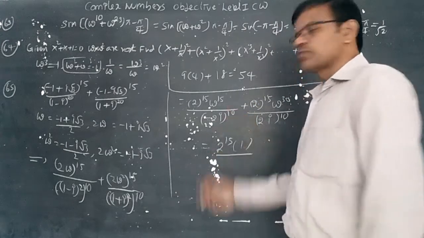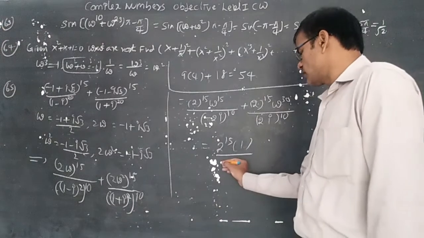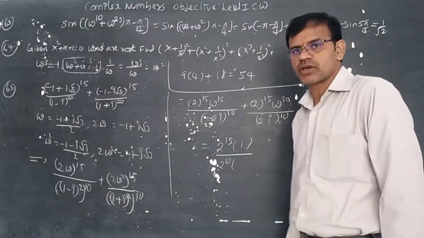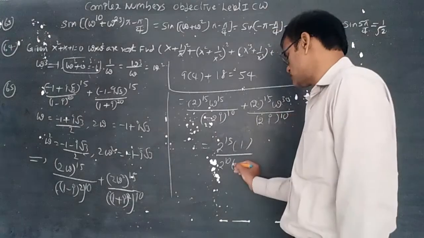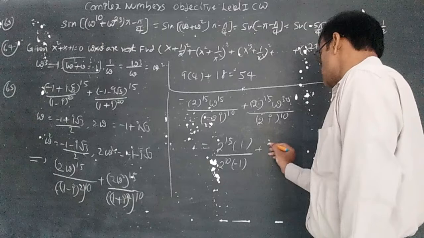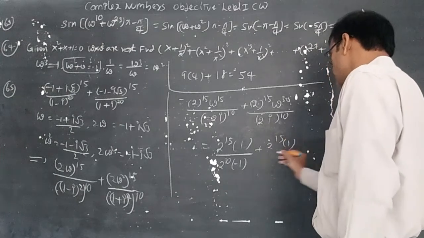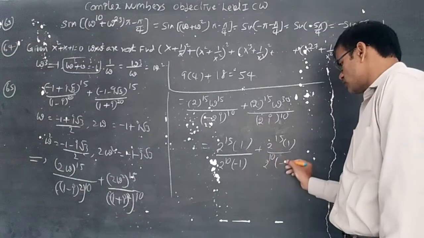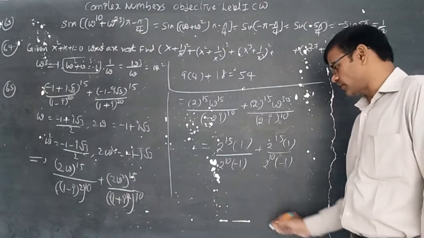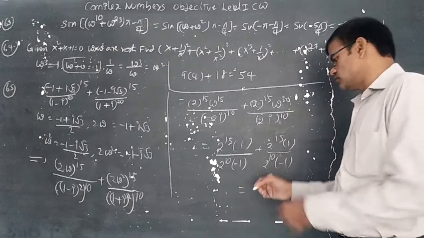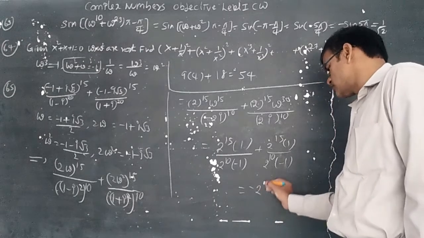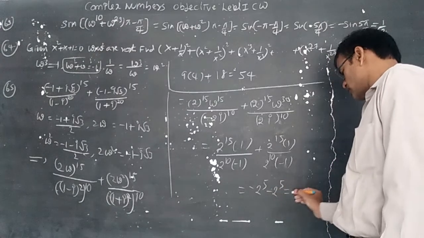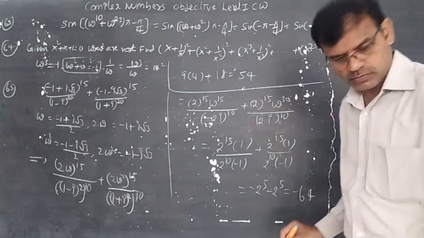By minus 2 power 10 becomes plus 10. So 2 power 10, you write i power 10 becomes i square whole power 5. i square meaning minus 1 whole power 5 is minus 1. Plus this is 2 power 15 into, of course this is also 1 because omega cube is equal to 1. This you can understand 2 power 10 into, of course this is also minus 1 because i square whole power 5. So write like this: minus 2 power 5, this is minus 2 power 5 and this is also minus 2 power 5. Answer we are getting minus 64.